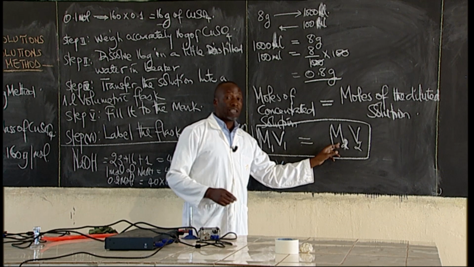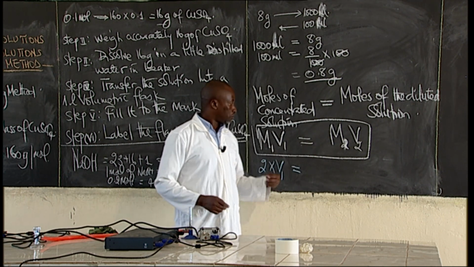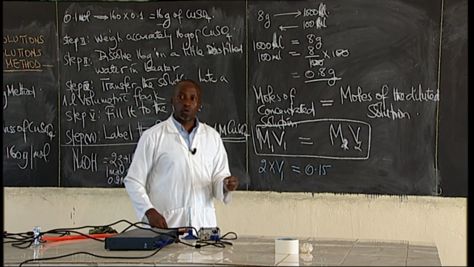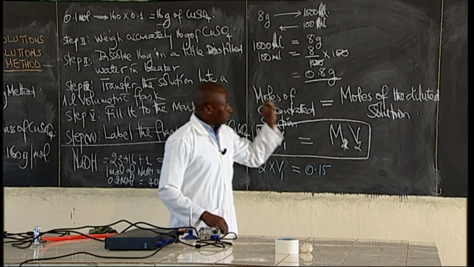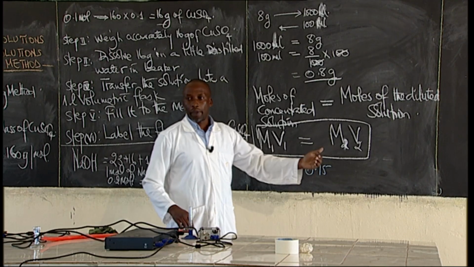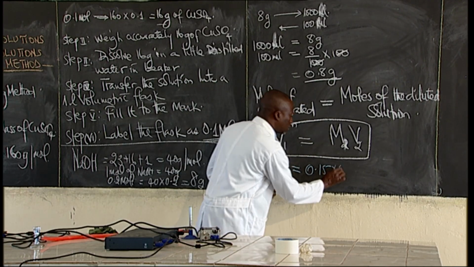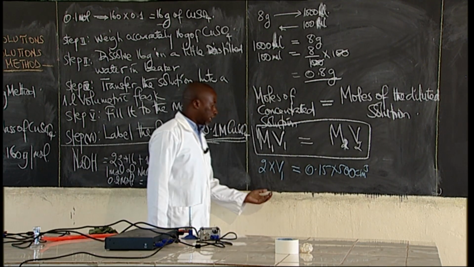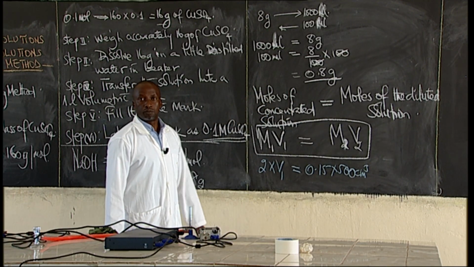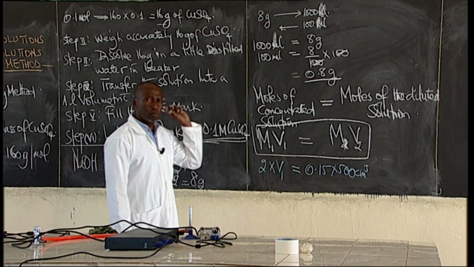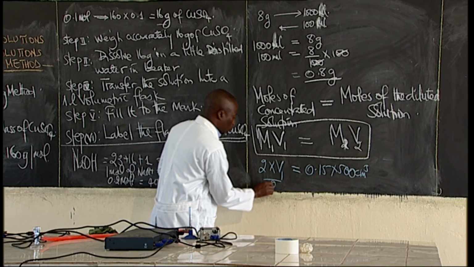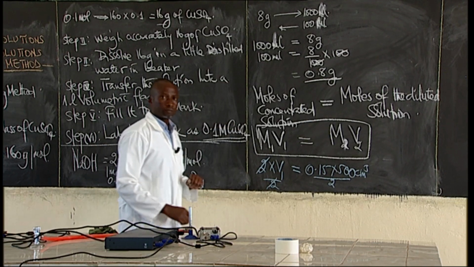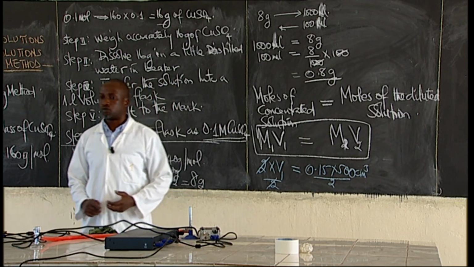The molarity of the diluted solution is known because they have given us 0.15. The volume of the diluted solution that we are preparing is also known. That is 500 cubic centimeters. So what do we need now? We need to find V1. That is the volume of the concentrated solution. We divide by 2, both sides. Then we get the value of V1.